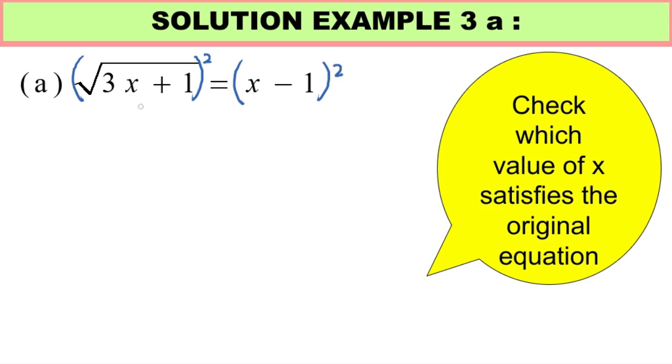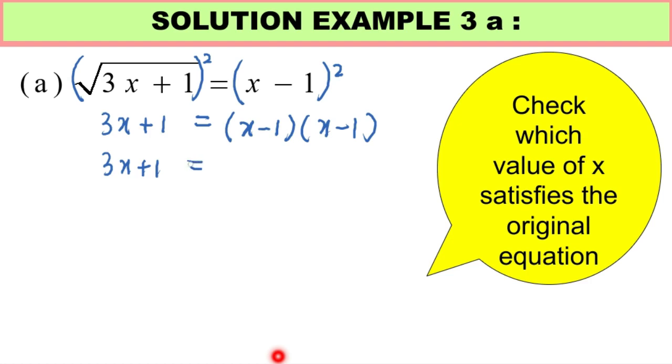As you can see, on the left hand side we have 1 term with a surd, but on the right hand side we have 2 terms. So they have a different way of squaring both sides. On the left hand side, the surd sign will be gone, so we're going to have 3x plus 1 only. But on the right hand side, we need to expand the bracket x minus 1 multiplied by x minus 1 since it has 2 terms. So expanding the bracket, we're going to get x squared minus 2x plus 1. So this is a quadratic form.